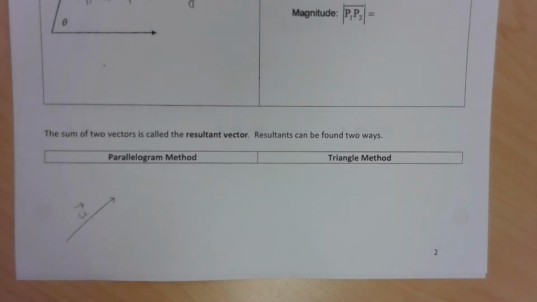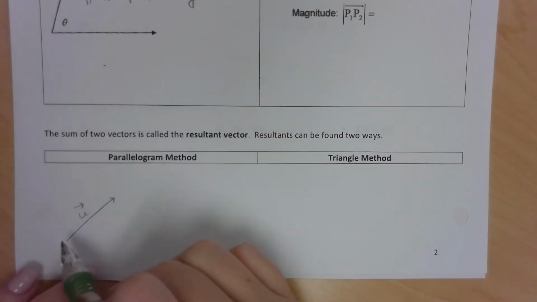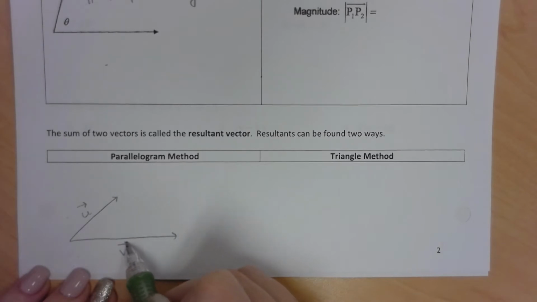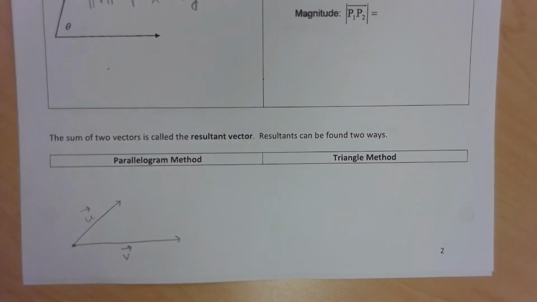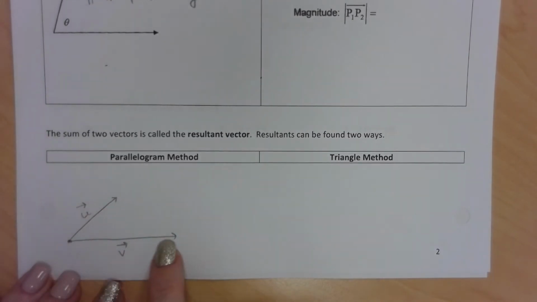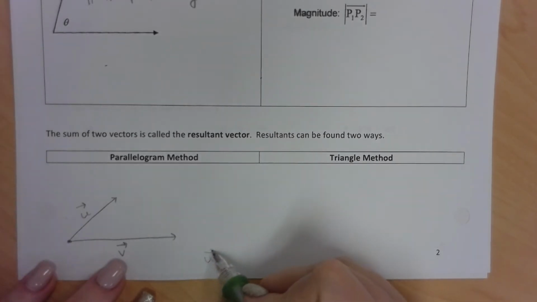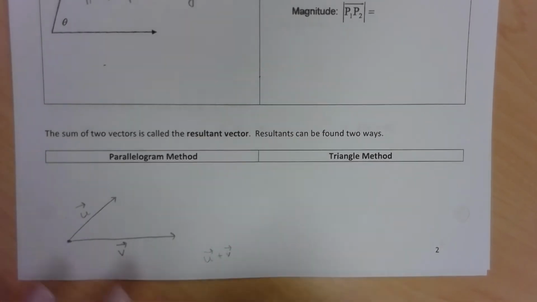And then we want to add vector v. So one method is the parallelogram method that says we're going to connect the heads of the two vectors. So if this is vector u, then vector v, I'm going to attach the two heads together. Okay, so here's vector u, here's vector v. I want to add those two vectors together. So I want to figure out, well, what would be vector u plus vector v?